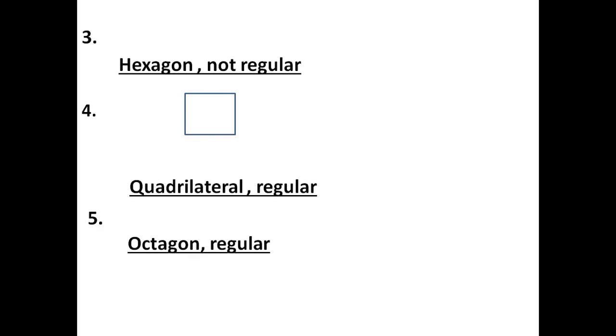Number 5, it is an 8-sided figure. You can count the sides. There are 8 sides. So in the given place we will write octagon, and all sides are equal. It is a regular octagon.